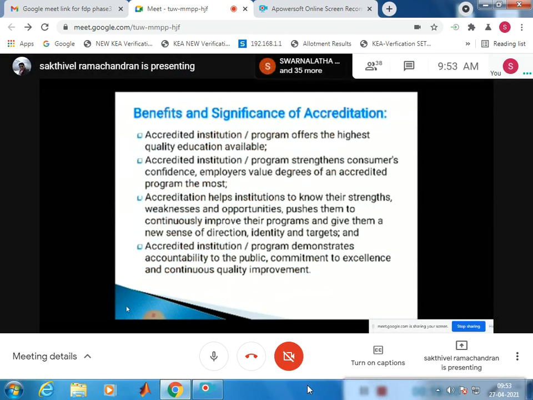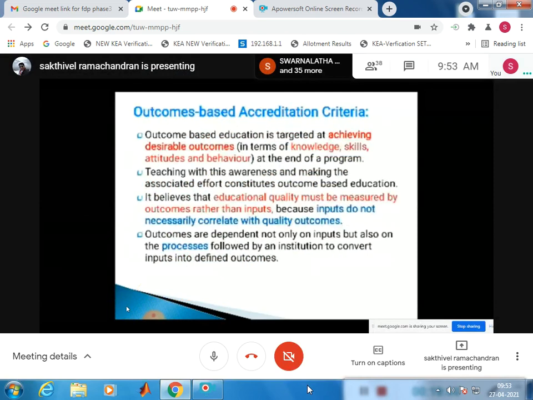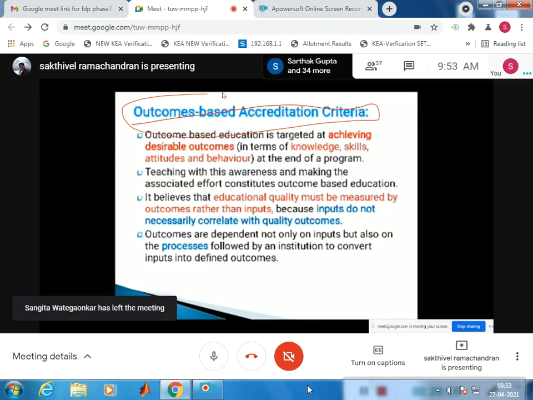Yes, that's what we have been looking into. And here we will see the outcome based accreditation criteria. So basically, it's something like this. The NBA also looks for outcome based accreditation criteria.